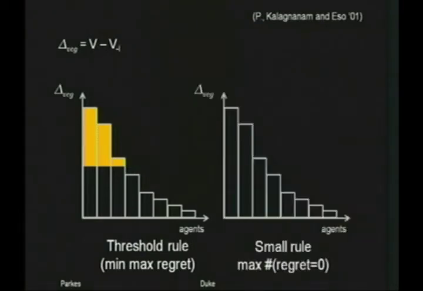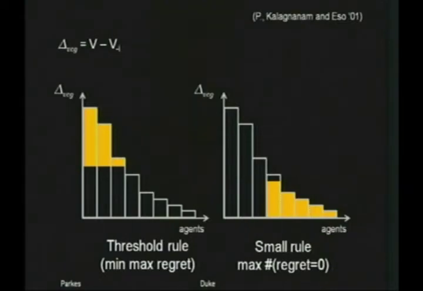Another thing you might do is the small rule, which is this: trickle the money from the right, and try to make as many people exactly happy as possible. That's the small rule. So for 8 years or so, I thought this was the right thing to do, the threshold rule.